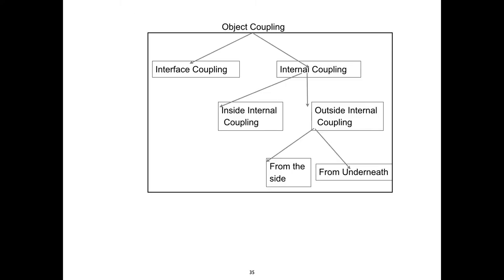So in the middle of talking about object coupling, equation coupling, right? And then when we finish that, we'll move on back to various patterns. And so he defines object coupling different types: interface coupling, internal coupling, inside internal coupling, outside internal coupling. Like, how can you have outside internal coupling?